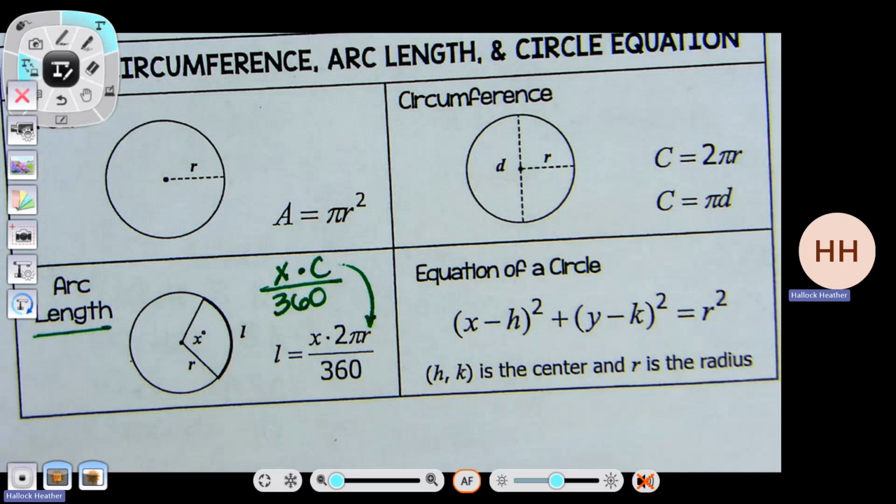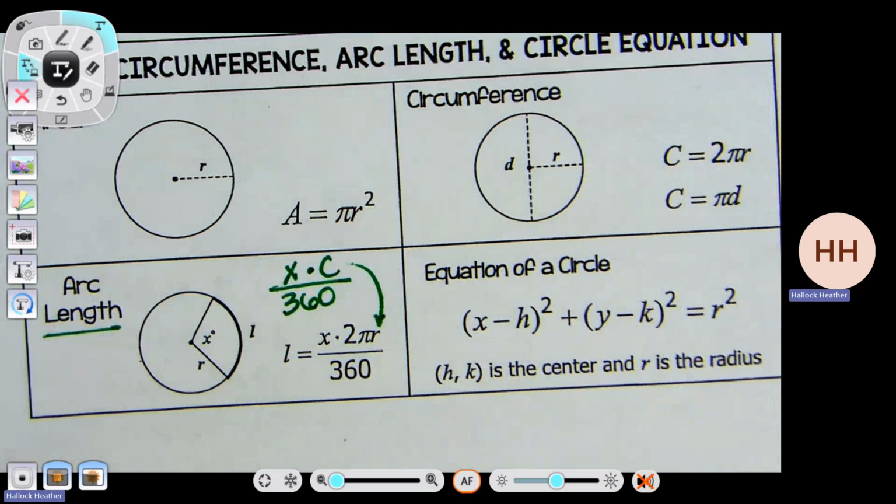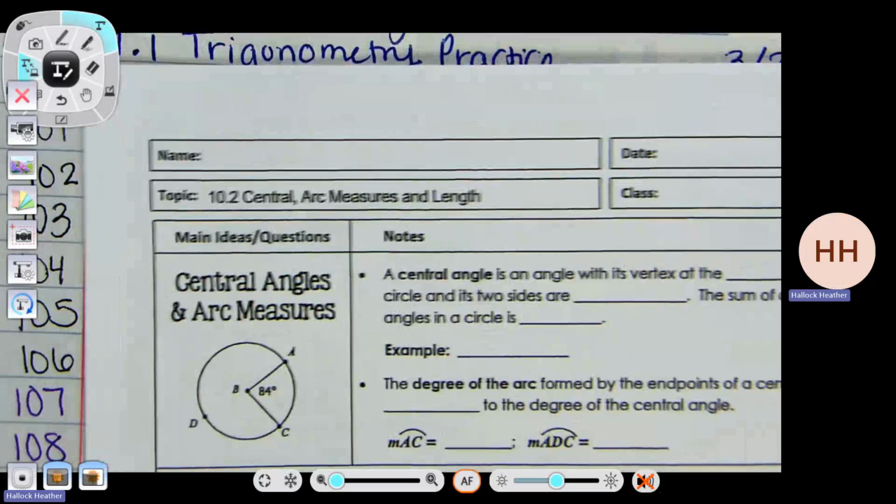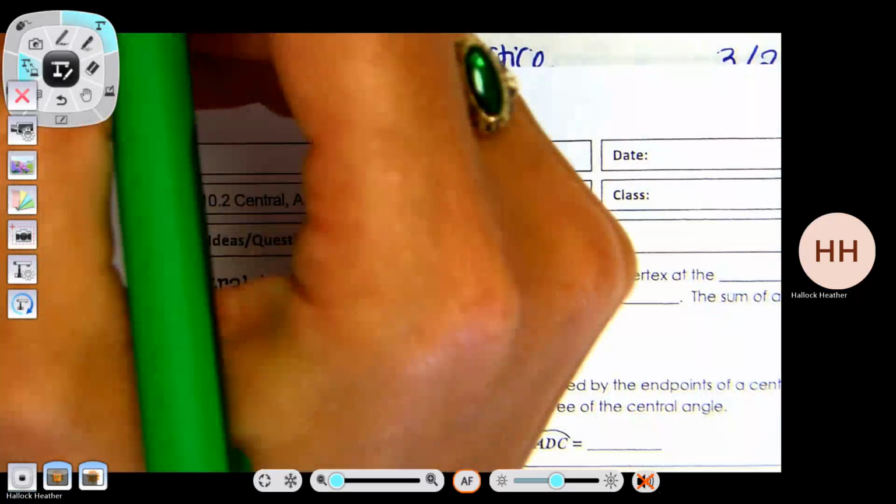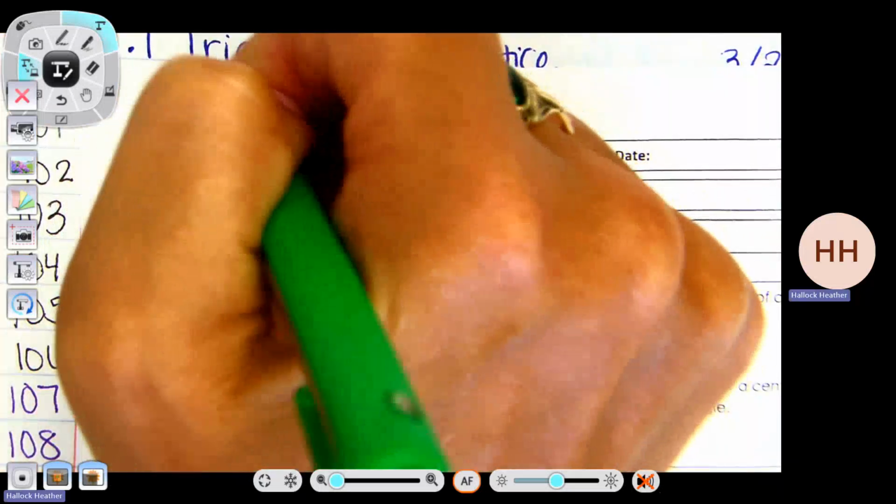So let's get to today's step. You're going to like today's way better than Friday. So on today's paper, put 108.